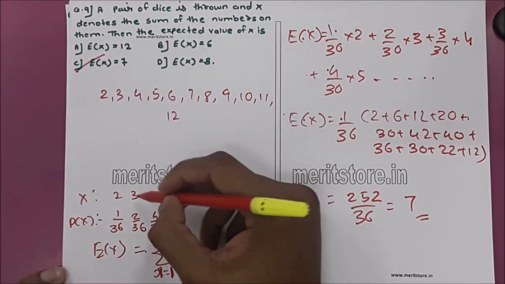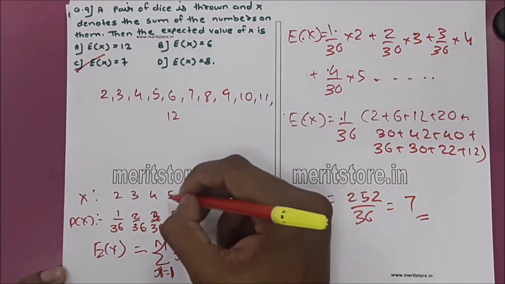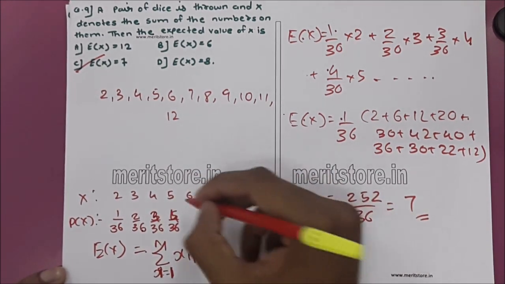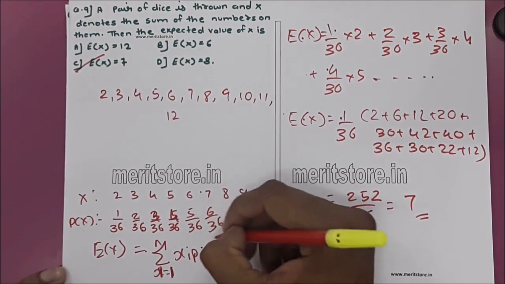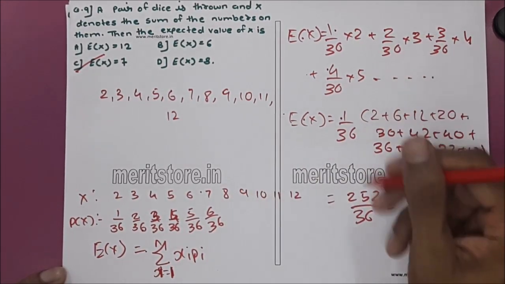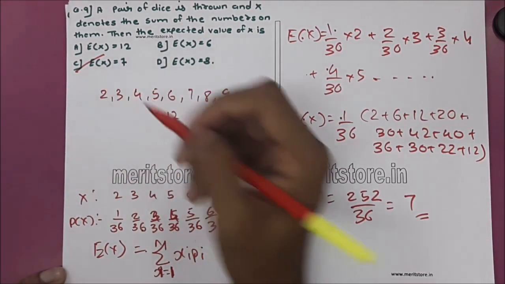Please note that for 3 it is 2 by 36, for 4 it is 3 by 36, for 5 it is 4 by 36, for 6 it is 5 by 36, and for 7 it is 6 by 36. So according to that, the sum and the values change. So we get option C as the correct answer.